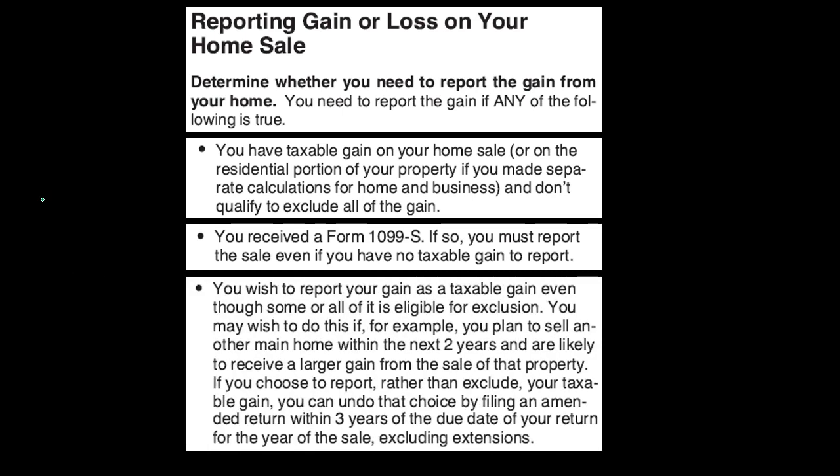Back to the text. You wish to report your gain as a taxable gain even though some or all of it is eligible for exclusion. You may wish to do this if, for example, you plan to sell another main home within the next 2 years and are likely to receive a larger gain from the sale of that property. If you choose to report rather than exclude your taxable gain, you can undo that choice by filing an amended return within 3 years of the due date of your return for the year of sale, excluding extensions.